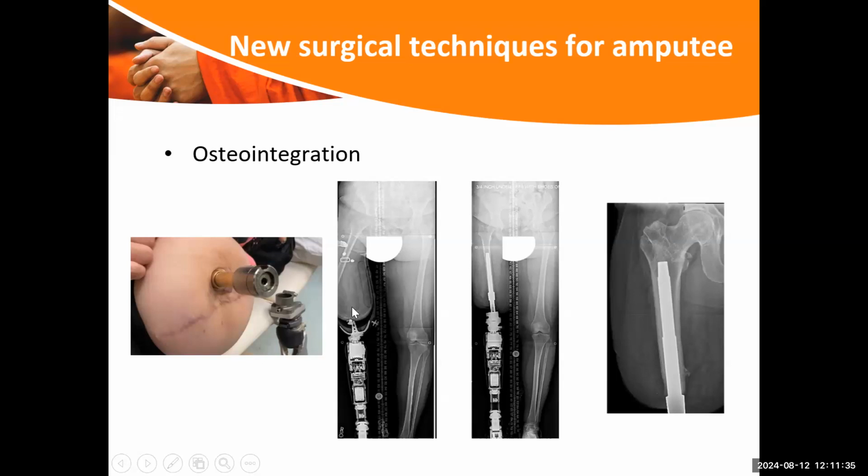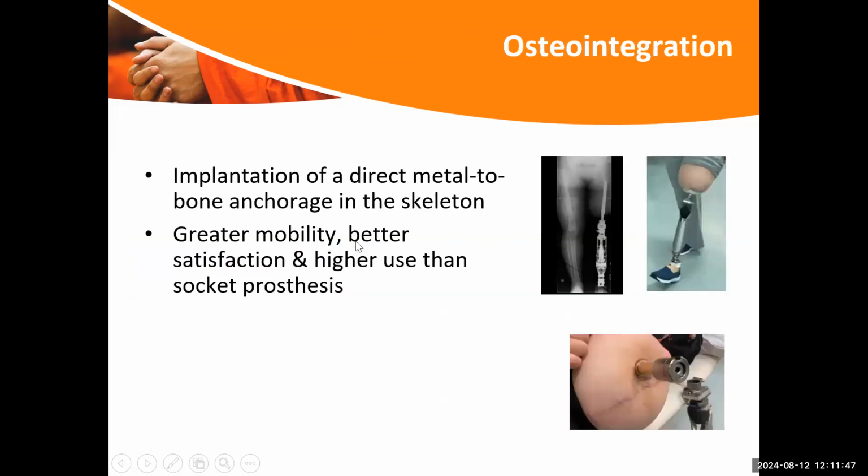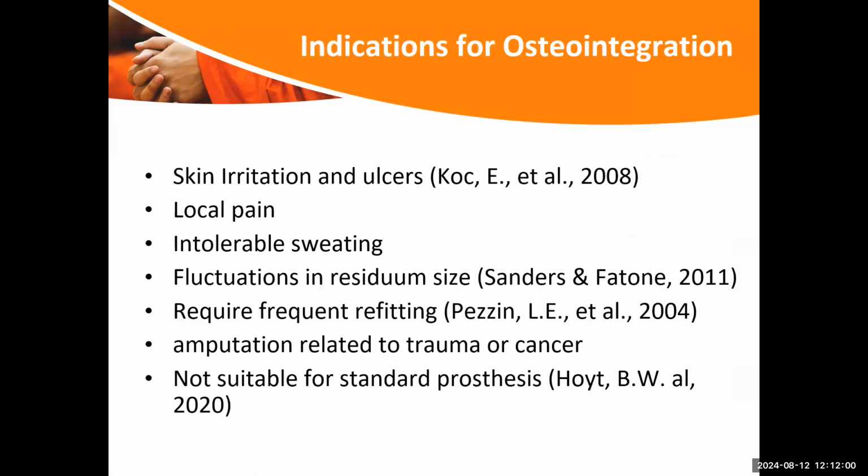This one, you just depend on the soft tissue, not very rich, just the soft tissue of the stump. So it will not actually weigh better on the femur. Osteointegration provides a direct metal to bone anchorage, so it provides greater mobility. Okay, it's good for some kinds of patients.